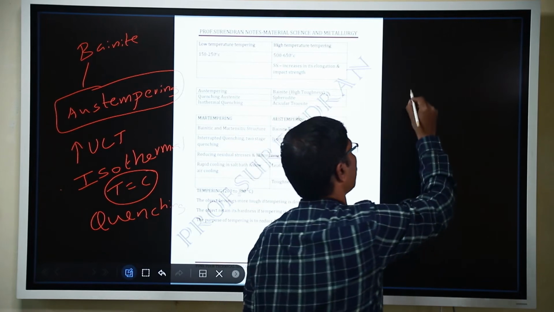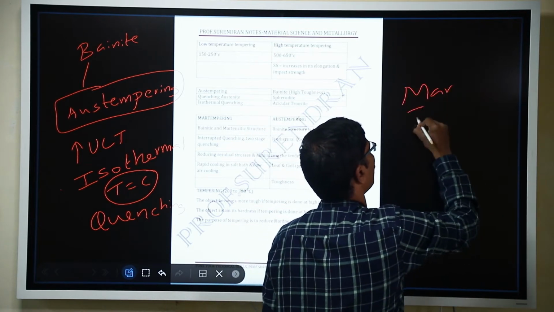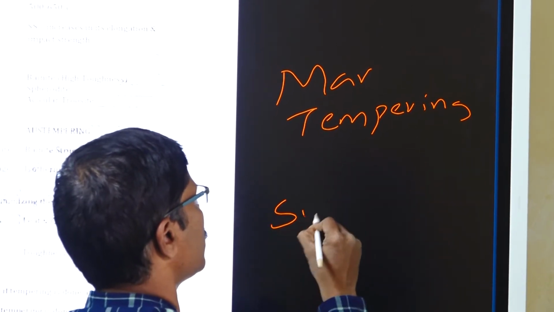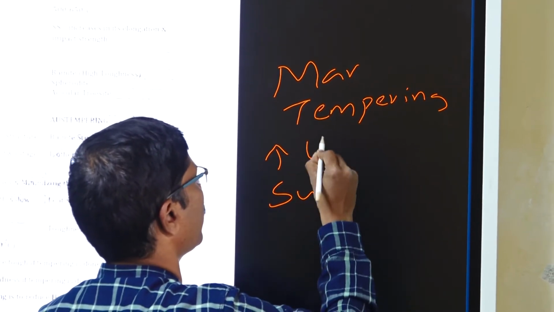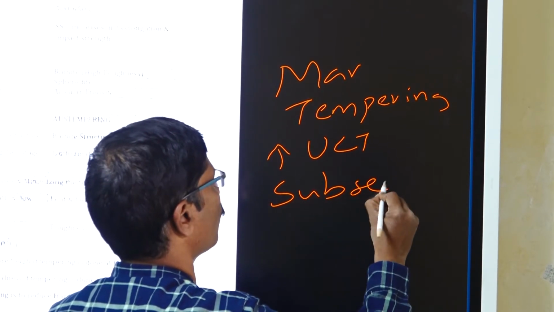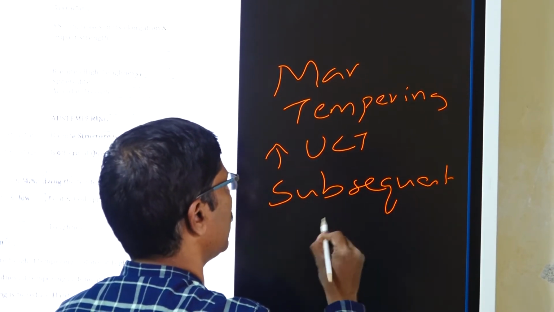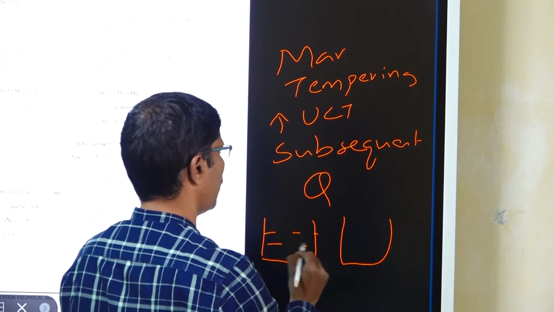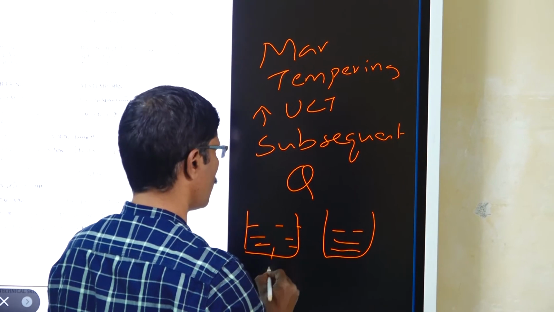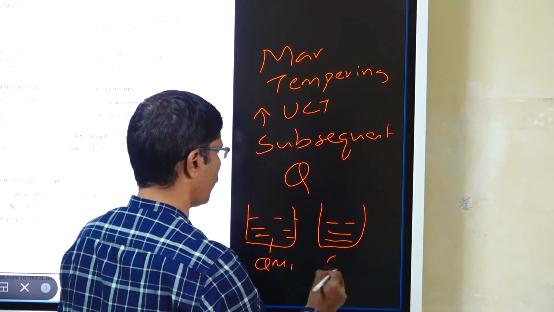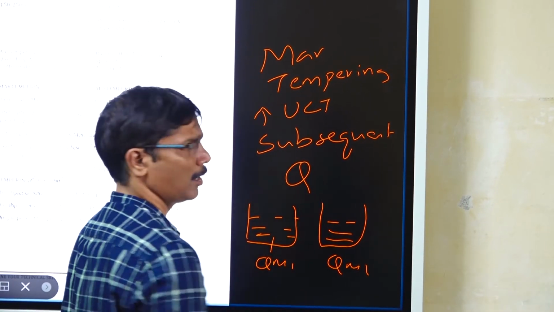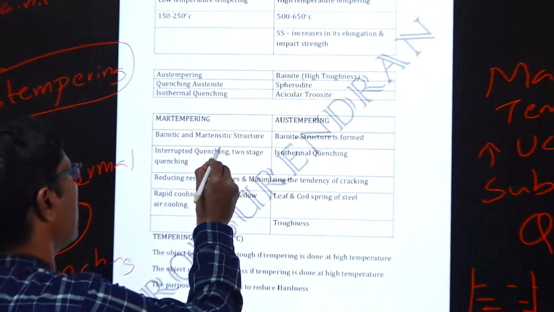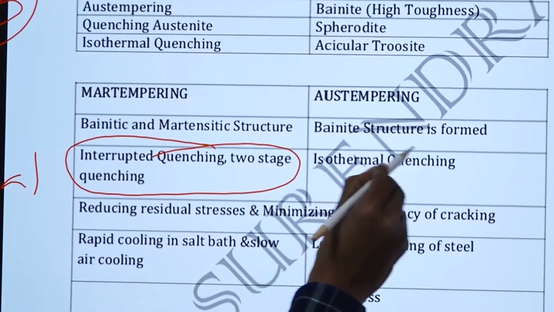In Mars tempering, what happens? It is heated above the upper critical temperature and subsequent quenching. What do you mean by subsequent quenching? It has to be quenched in one medium and then quenched in another medium: quenching medium 1 and quenching medium 2. So in Mars tempering, it is a two-stage quenching.